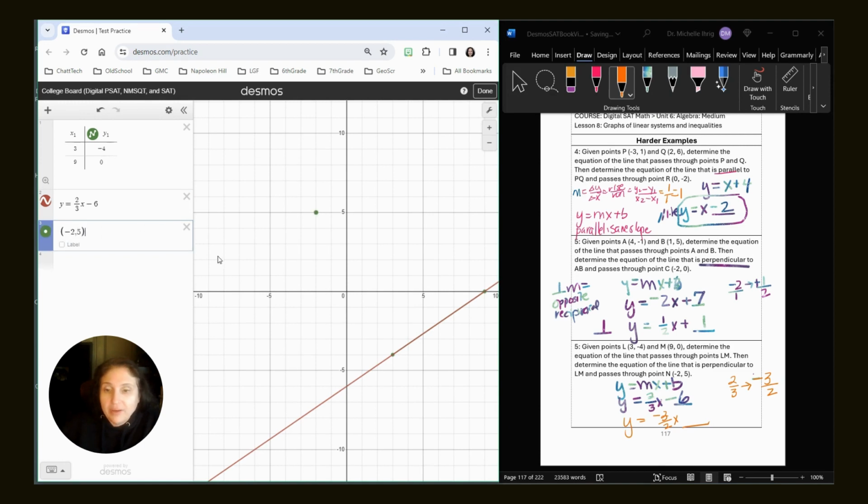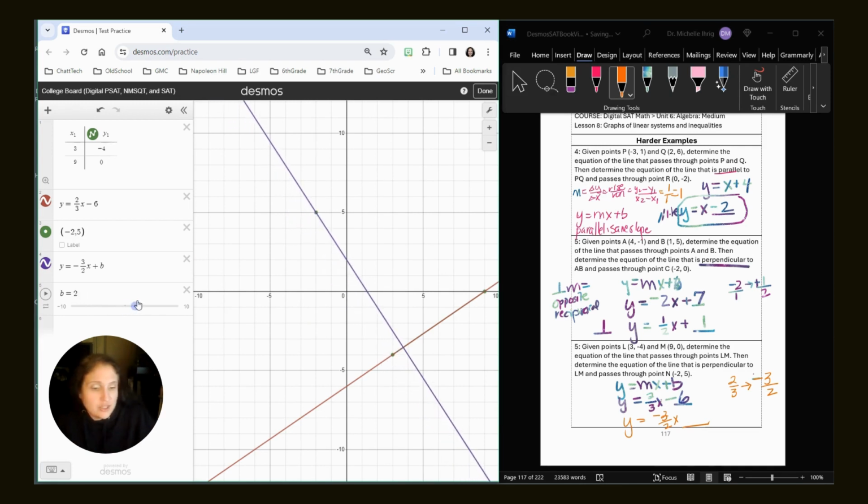Okay, so that point up here is the point we're shooting for. So we're going to do y equals negative 3/2 x plus b, and then we're going to add our slider for b, and we just move the line until it hits. And there you go. It hits at 2, so this will be plus 2.